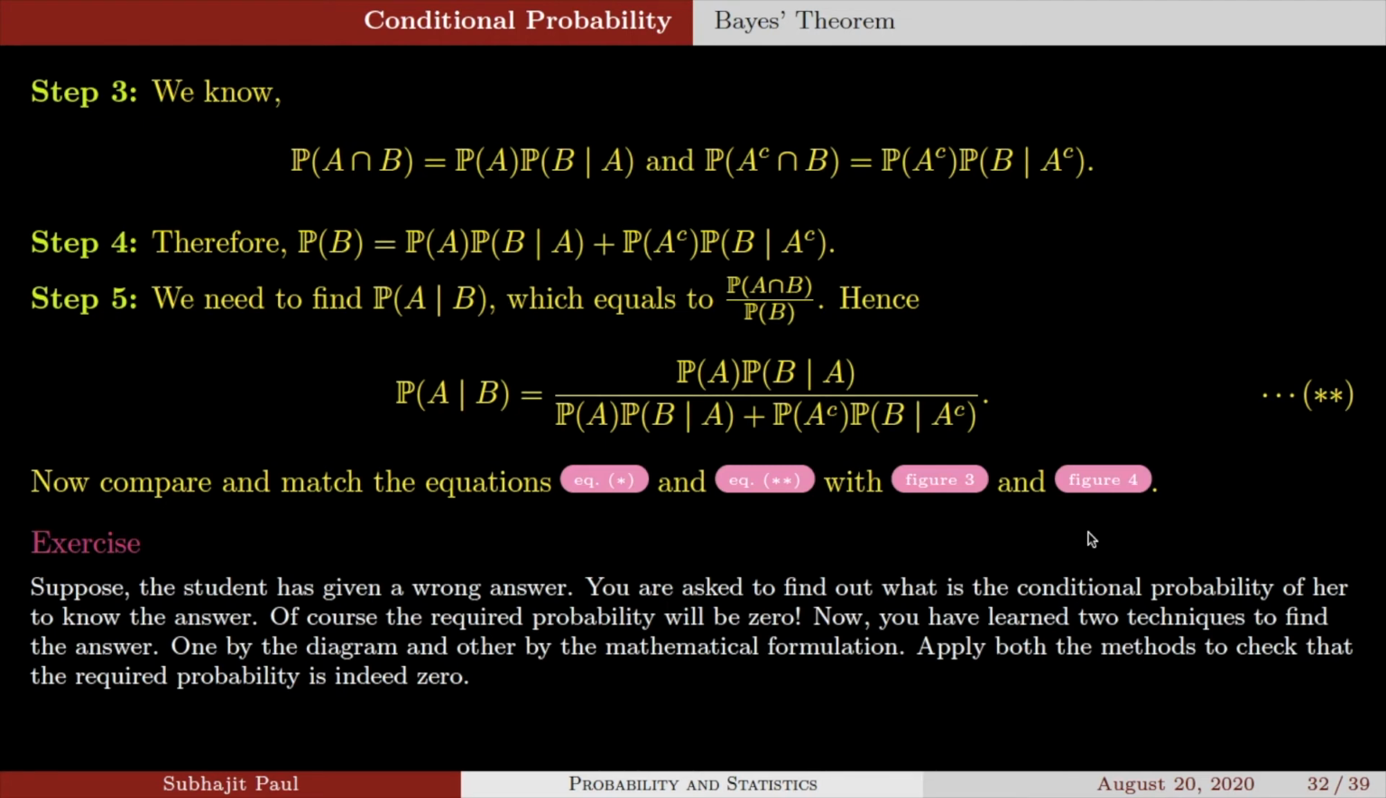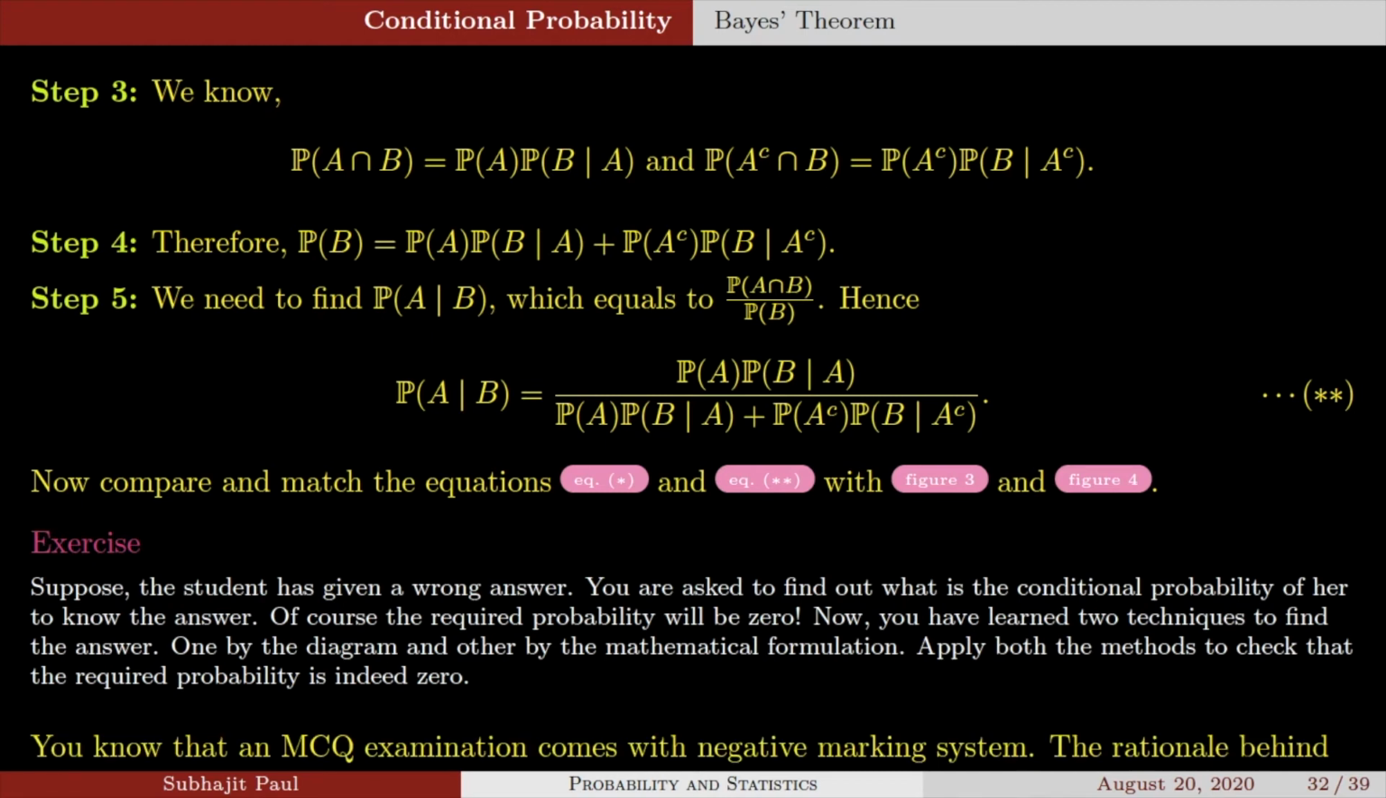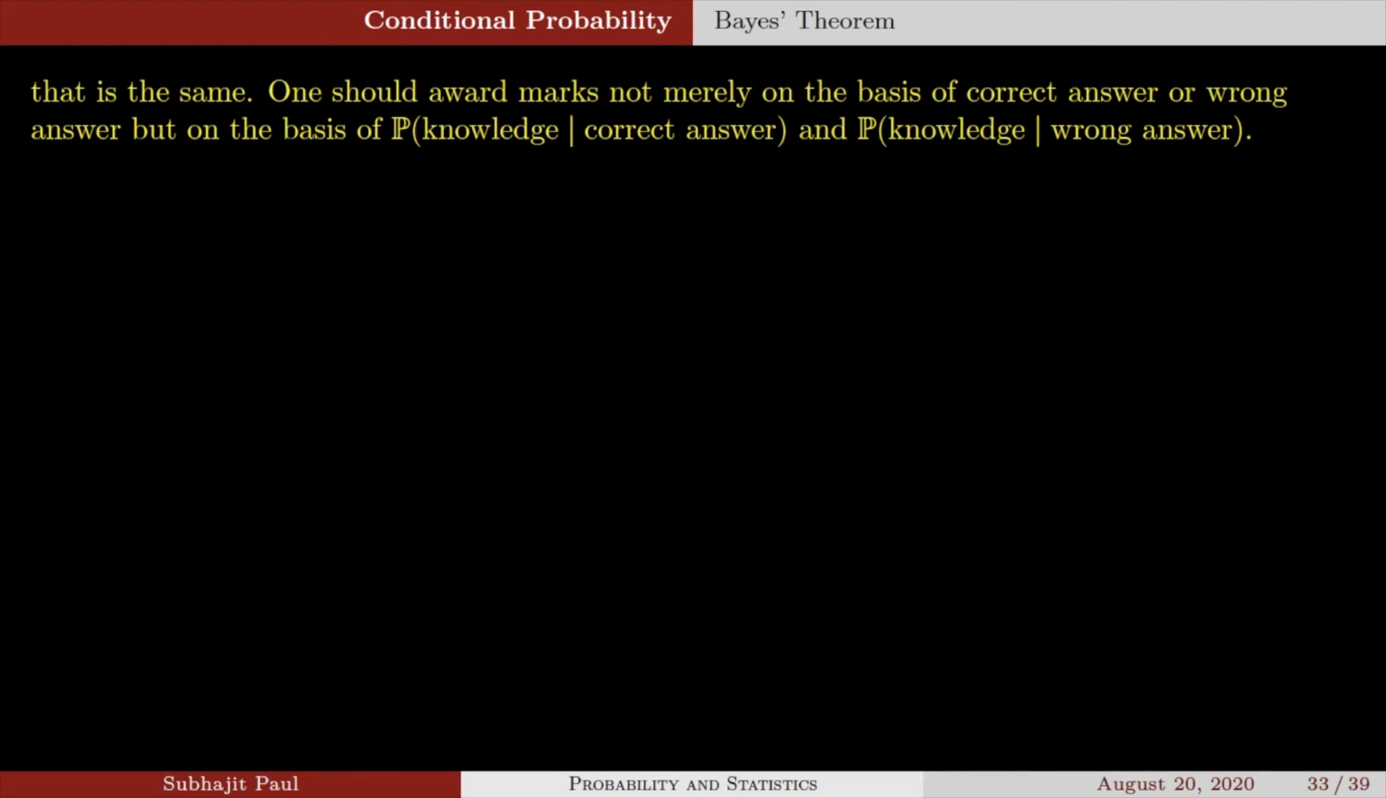Now, you have learned two techniques to find the answer, one by the diagram and the other by the mathematical formulation. Apply both methods to check that the required probability is indeed 0. You know that an MCQ examination comes with a negative marking system. The rationale behind that is the same. One should award marks not merely on the basis of correct or wrong answer, but on the basis of probability of knowledge given the correct answer and probability of knowledge given the wrong answer.